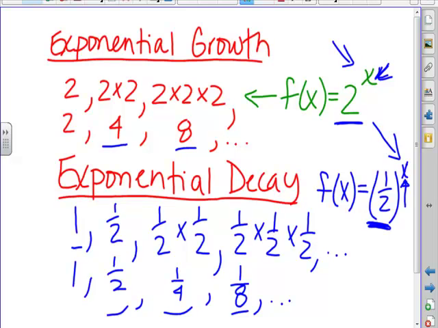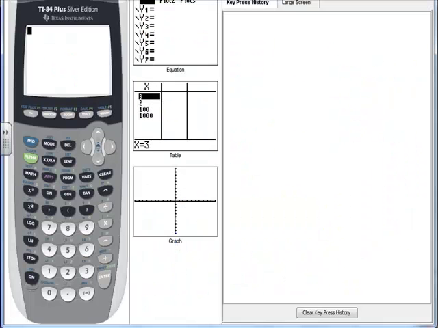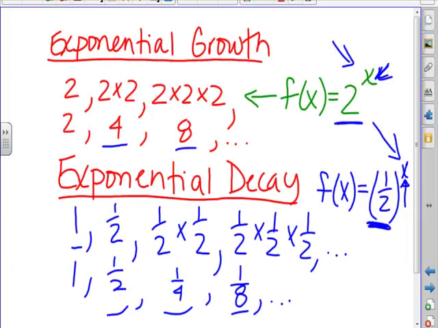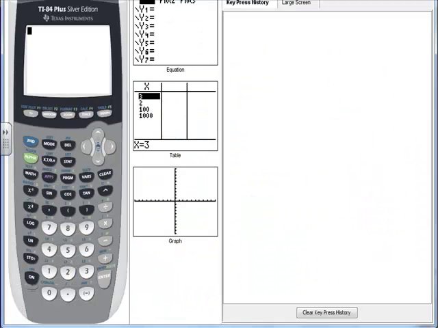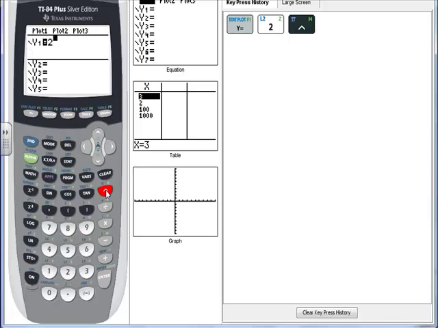So let's just take a look at these just for kicks on the calculator for a minute. So I'm going to go ahead here and hit y equals. Close this out again and bring it back up. And I'm going to type in 2 to the x. So we'll look at exponential growth first.